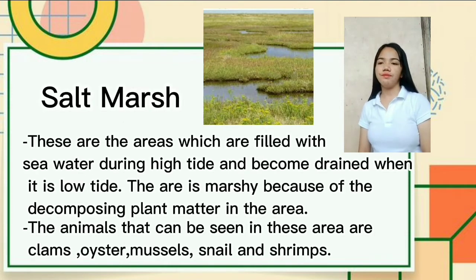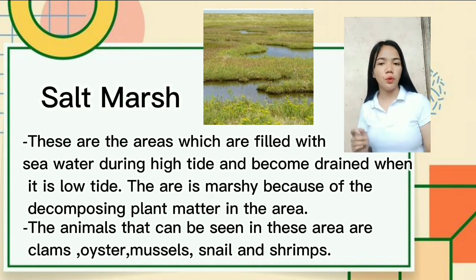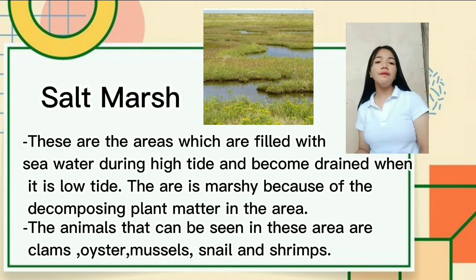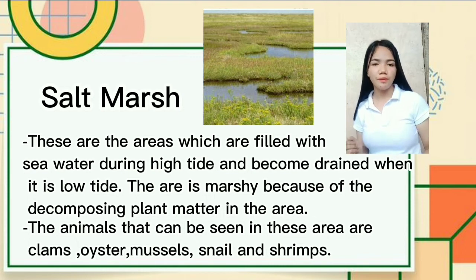Salt marsh. These are the areas which are filled with seawater during high tide and become drained when it is low tide. The area is marshy because of the decomposing plant matter in the area. The animals that can be found in this area are clams, oysters, nassels, snails, and shrimps.